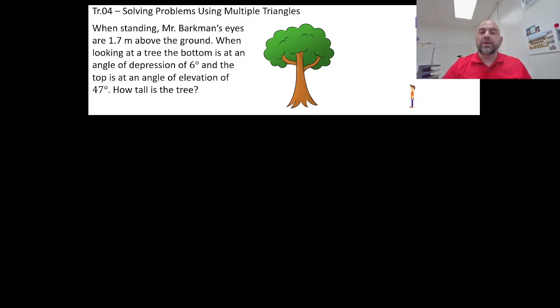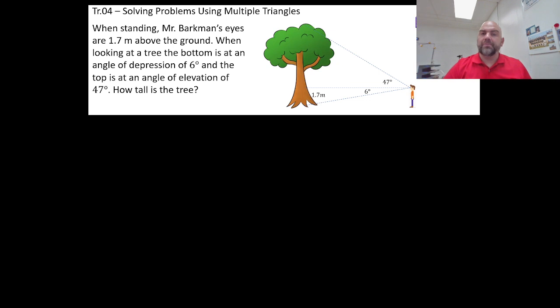But what we're talking about here is this horizontal, which is 1.7 meters above the ground. So my eyes are 1.7 meters above the ground. That's the horizontal that I look at. If I look down at the bottom of the tree, it's going to have an angle of depression of 6 degrees. So that part is 6 degrees.